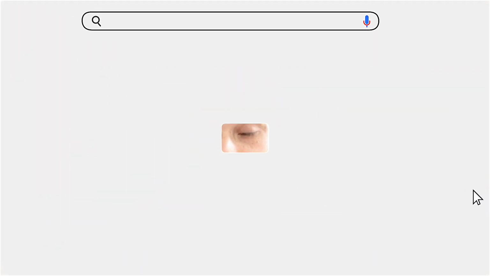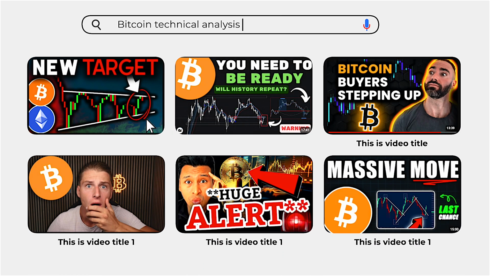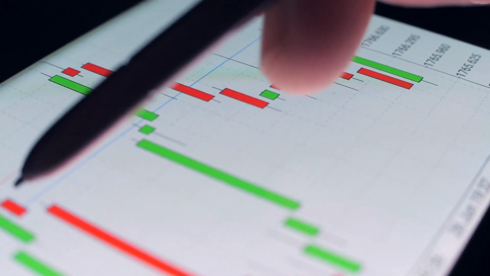Now, if you've been in crypto for at least 5 minutes, you've probably come across YouTube and seen people talking about these charts all day, every day. While they might seem random and a bit confusing if you're new to this, there is method to the madness, and they can be used to understand where the price might be going next by looking at what has happened already.